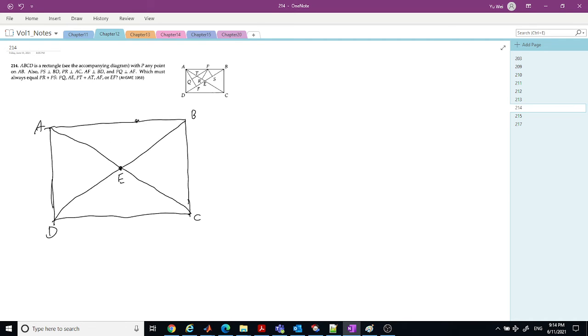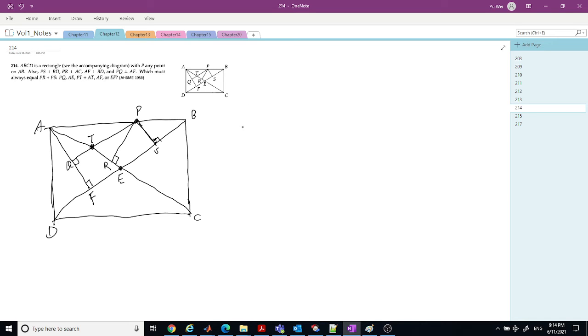Then P is any point here. So we draw PS perpendicular to BD. Then we draw AF perpendicular to BD. Then we draw PR perpendicular to AC. We draw PQ perpendicular to AF, and then the crossing point is T, okay?